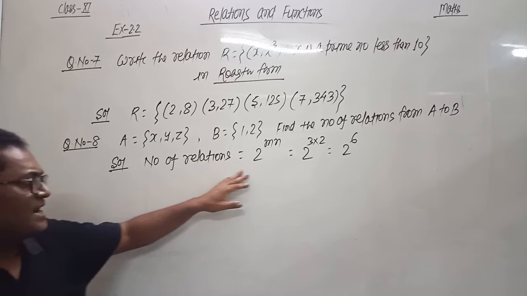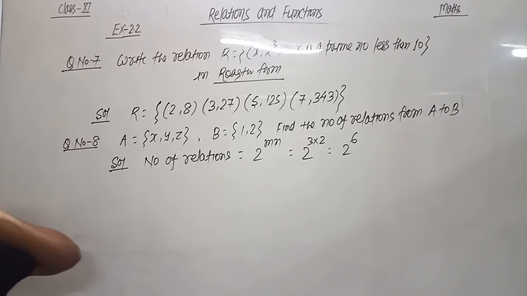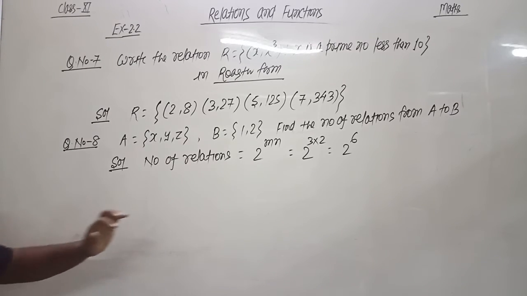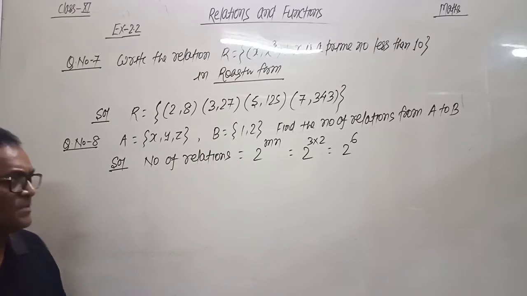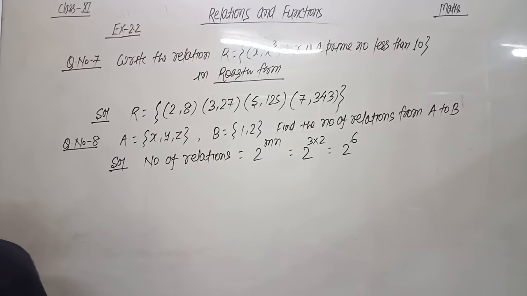So for finding the number of relations from set A to B, we use the formula 2 raised to the power m into n, where m is the number of elements of set A and n is the number of elements of set B.